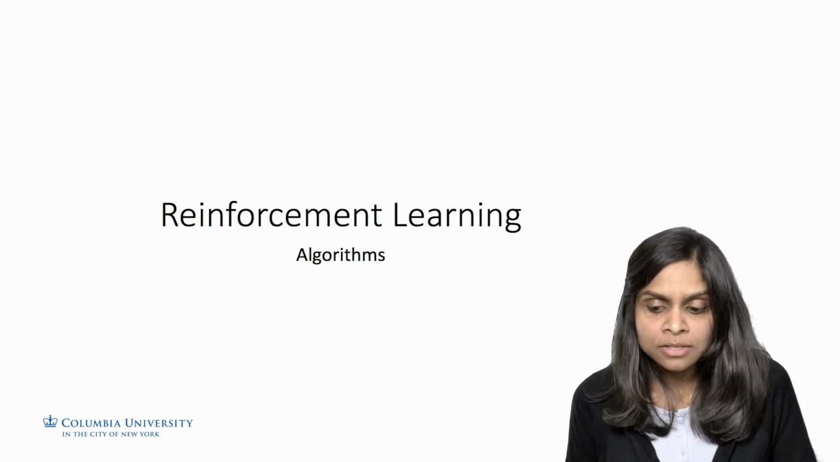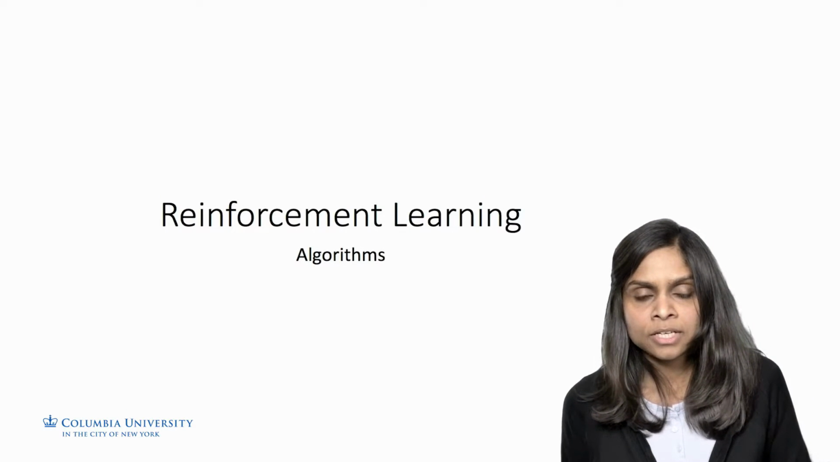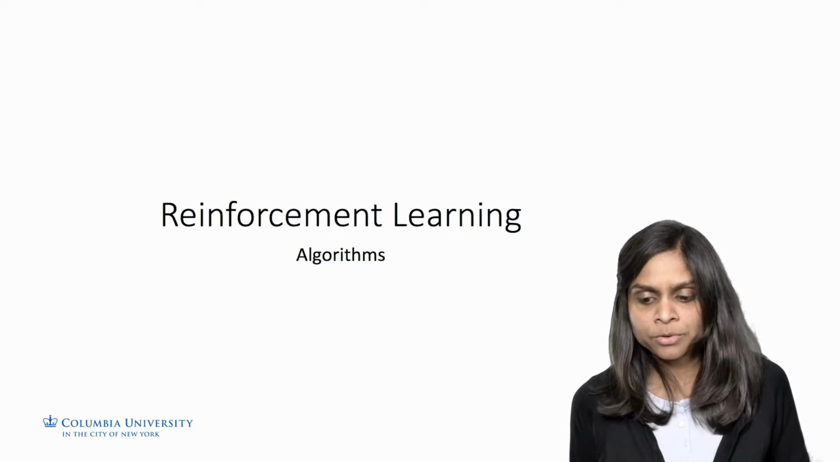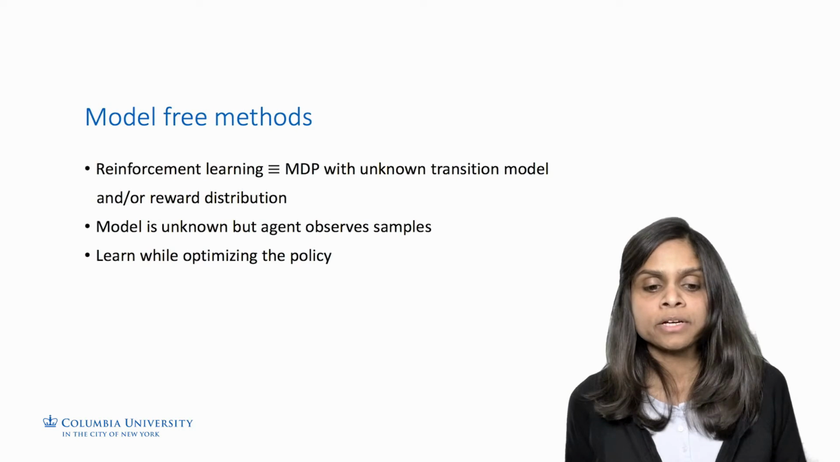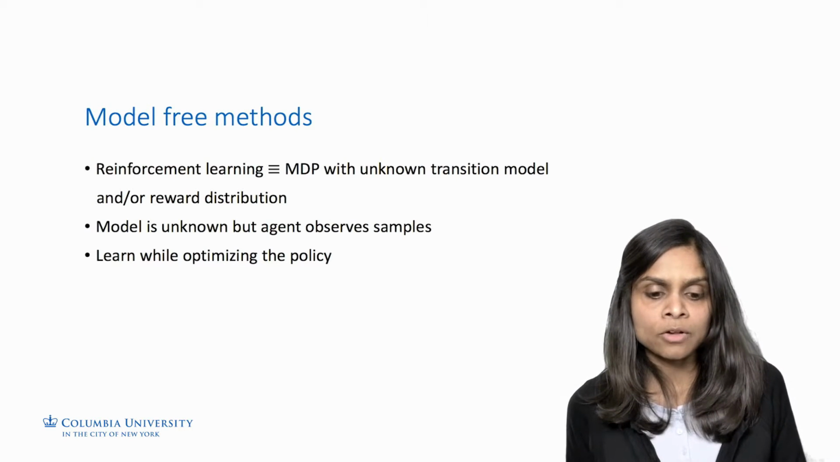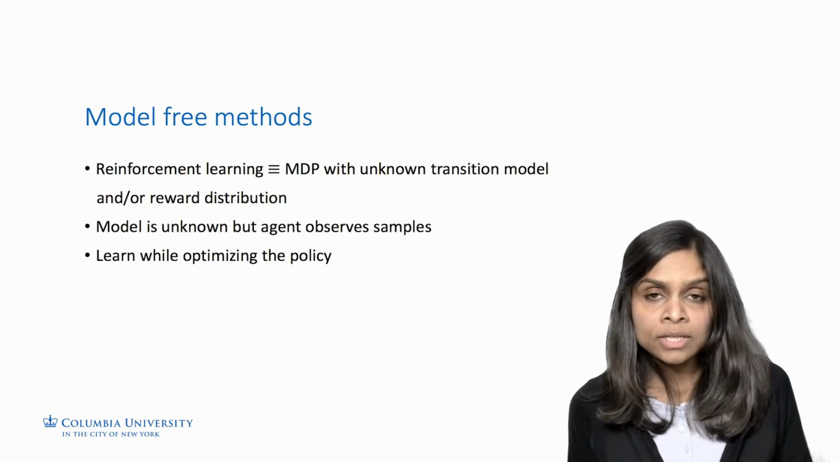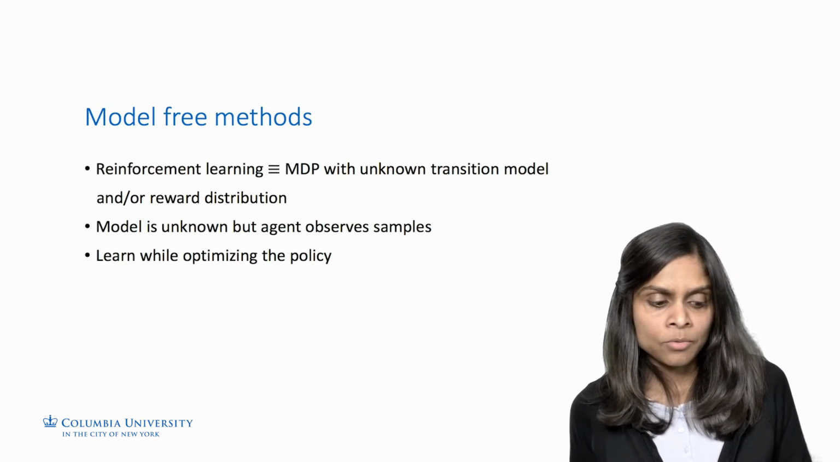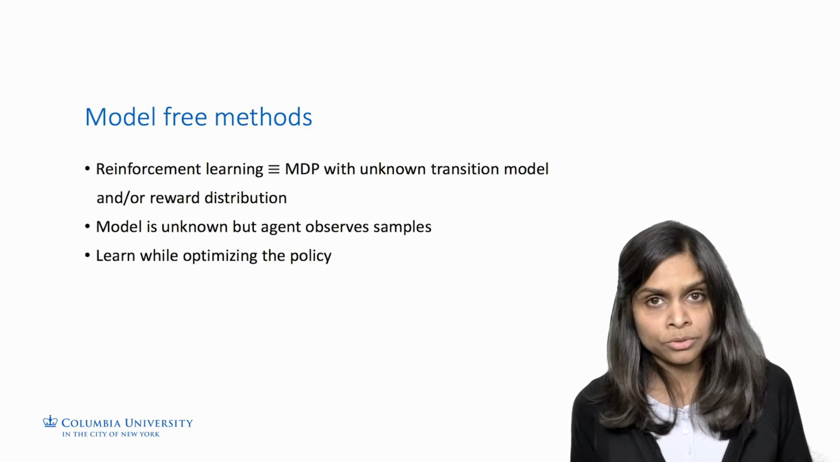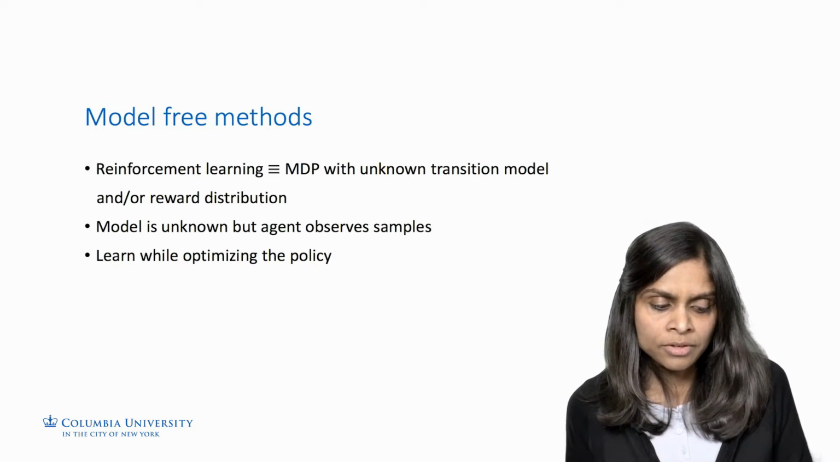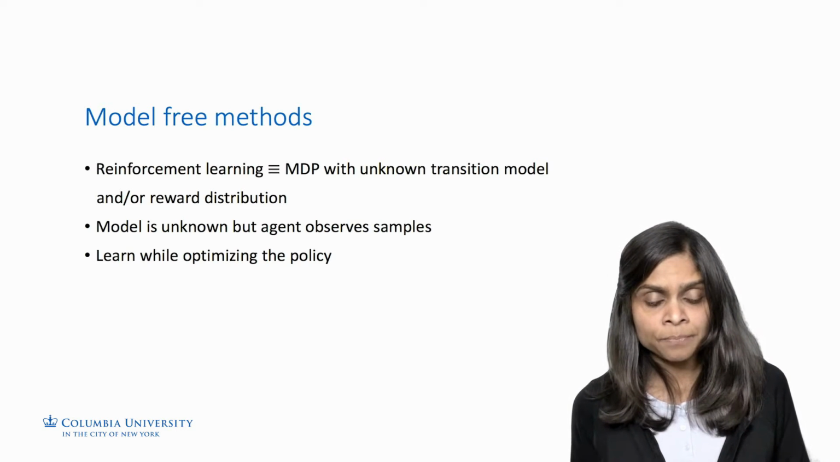Finally, we use all the machinery that we have built for MDPs to solve the real problem that we are interested in, that's the reinforcement learning problem. Reinforcement learning is essentially the problem of solving an MDP, finding an optimal policy for an MDP, when the transition model and the reward distribution may be unknown to the agent. So how can we imagine to do anything in this case?